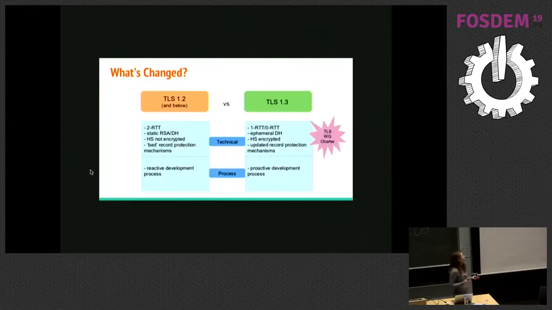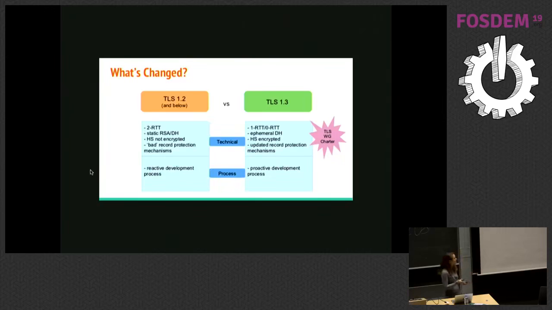Now what's changed? Well, in TLS 1.2 and below, we see some technical changes. We're also going to see changes on the process front and the standardization front. Now, in terms of technical changes, 1.2 and below need 2 round-trip times in an initial connection before the client can start sending application data. They use static RSA and Diffie-Hellman primitives. A lot of the handshake is not encrypted, and these protocols allowed for the negotiation of bad record protection mechanisms. So something like RC4, up until quite recently actually, could have been negotiated. And RC4 is pretty bad because its keystream is biased, particularly in the early bits.